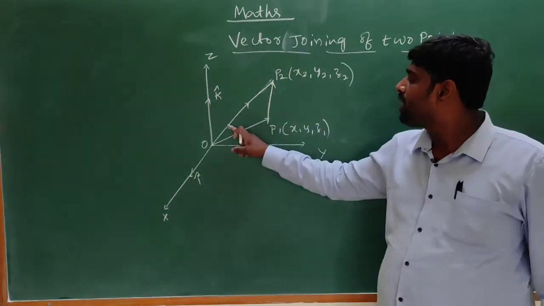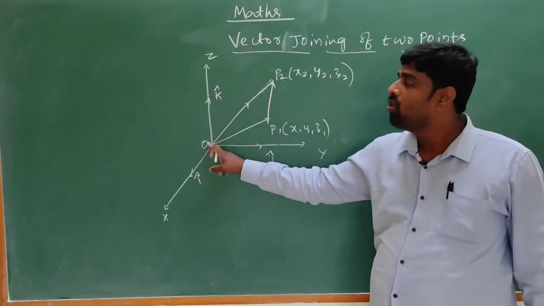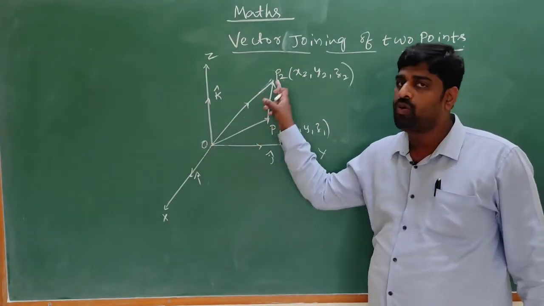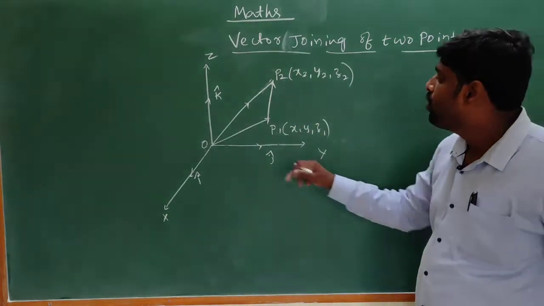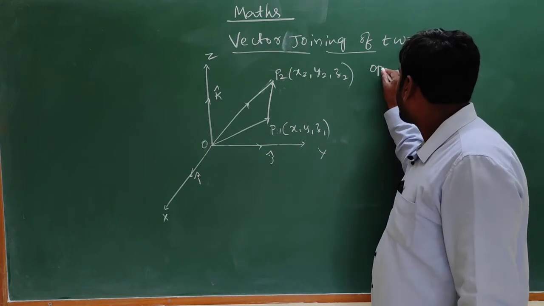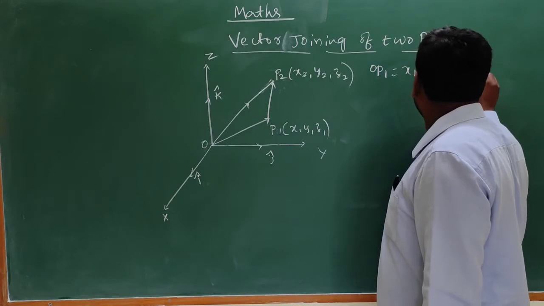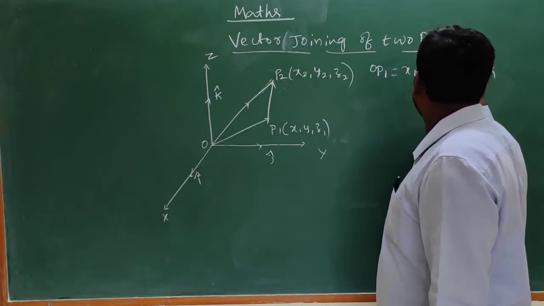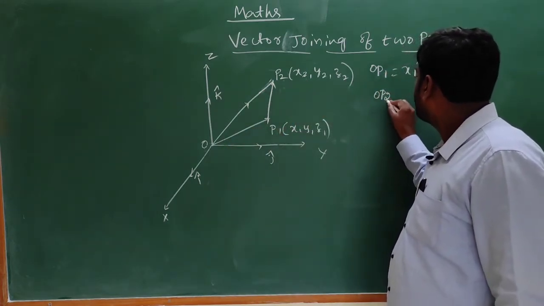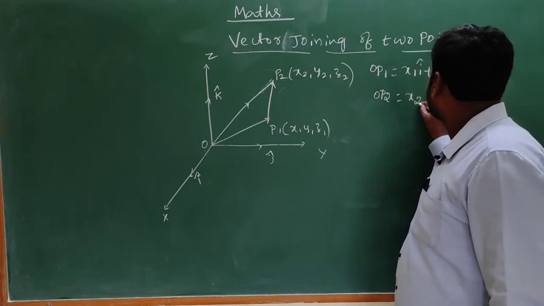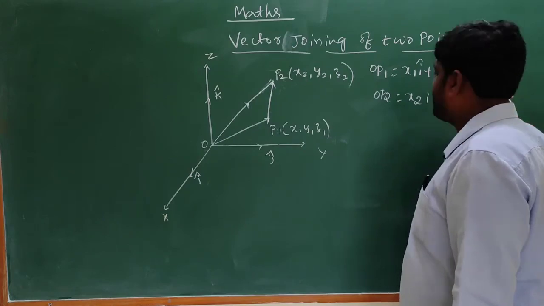Now join OP1 from origin O, and join OP2 from origin O. Now I want to find the P1P2 distance. OP1 is x1 i cap plus y1 j cap plus z1 k cap. OP2 is x2 i cap plus y2 j cap plus z2 k cap.